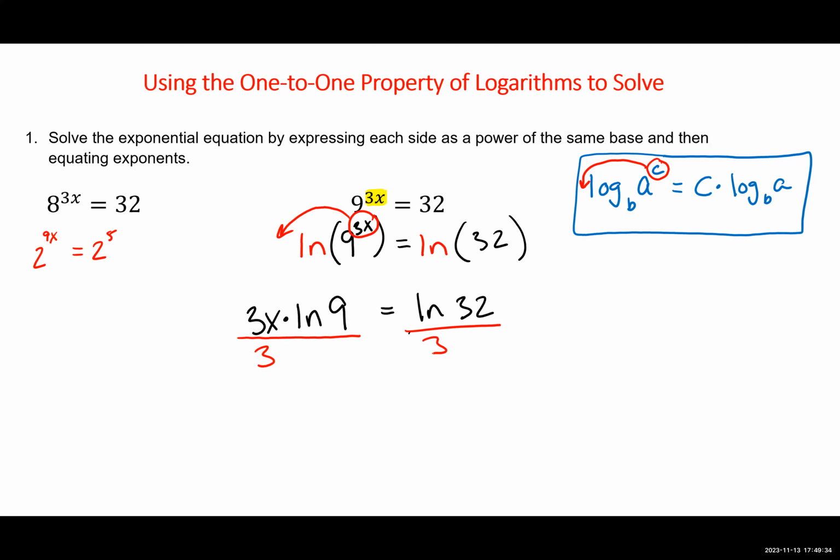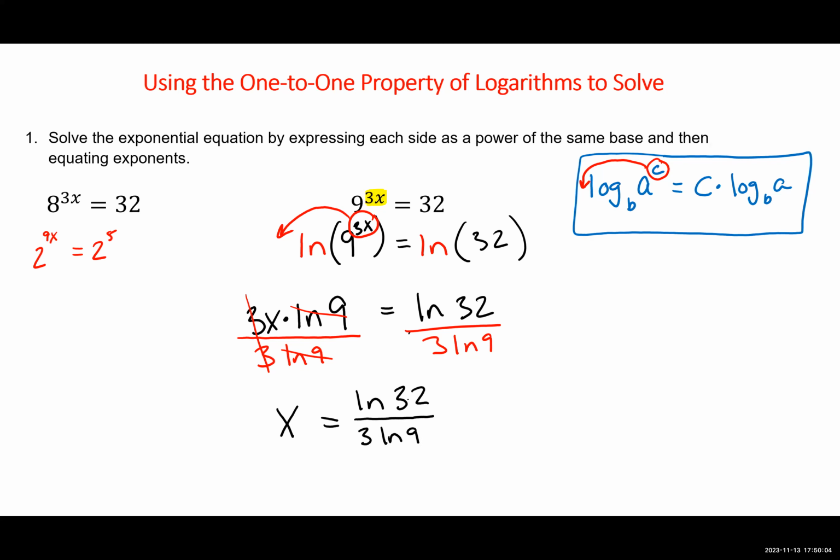So divide both sides by 3. That'll cancel off that 3. X is also being multiplied by ln of 9, so also divide both sides by ln of 9. So those will cancel. And the only thing left on the left-hand side is x. And on the right, we get the natural log of 32 divided by 3 times the natural log of 9.